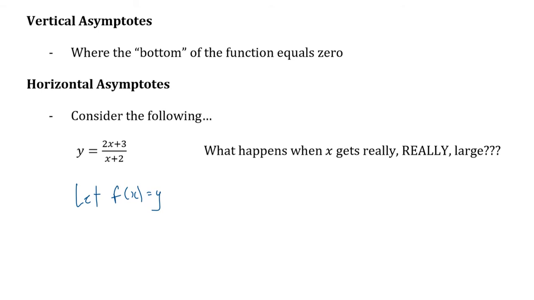Somebody give me a large number, a large negative number. Negative 97. Bigger. Negative 1,000. Negative 1,000, I like that one. That's pretty big, right? Let's start with that one. So f of negative 1,000. I'm just subbing it in. Oops, plus 3, over negative 1,000 plus 2.